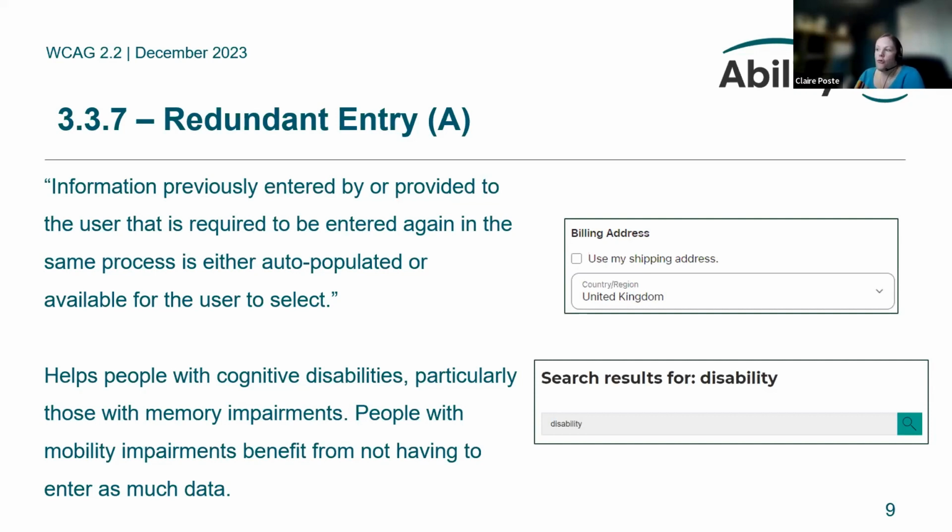So redundant entry basically says that information that has been previously entered or provided by the user within a process doesn't need to be entered again if the information is required again within the same process. It's either auto-populated or it's available for the user to select.